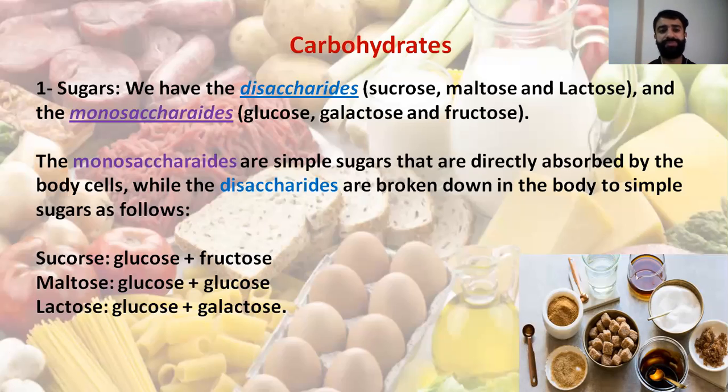So I repeat, the carbohydrates, sugars, we have mono and di. Mono, we said the monosaccharides, are the simple sugars, whereas the disaccharides are the intermediate form. So the simple form is the mono, one. Intermediate is two sugars connected together.